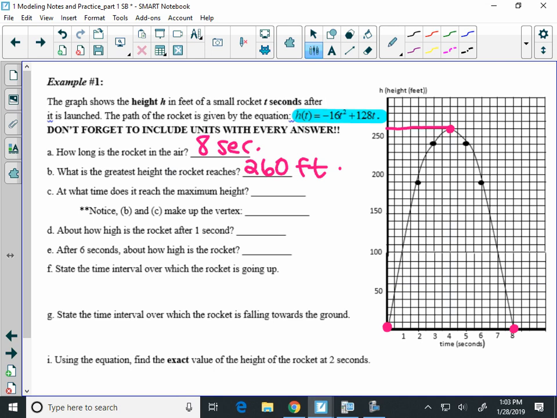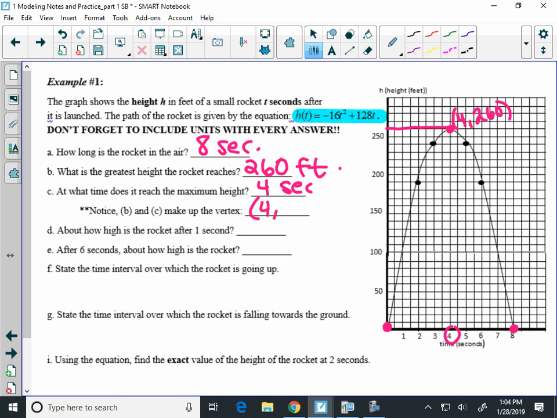So you shoot the rocket 260 feet in the air, that's almost a 3-story building. So roughly, a story is about 10 feet. So almost 3 stories. Just a few feet taller than you? Yeah. At what time do you reach that maximum height? 4 seconds, okay. And that's 4 and the 260 together makes the ordered pair for the vertex, 4, 260.